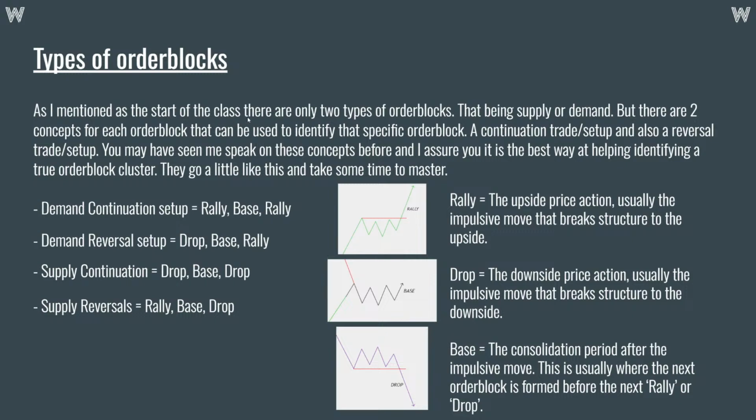As I mentioned at the start of the class, there are only two types of order blocks, supply or demand, but there are two concepts for each order block that can be used to identify that specific order block: continuation trade and setup, and also reversal trade and setup. So we have four: a demand continuation, demand reversal, supply continuation, and supply reversal, right? I've spoken on these concepts a lot, but it's the easiest way to identify a true order block cluster.